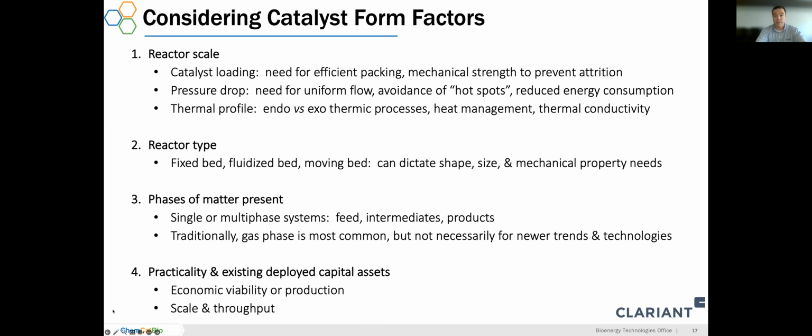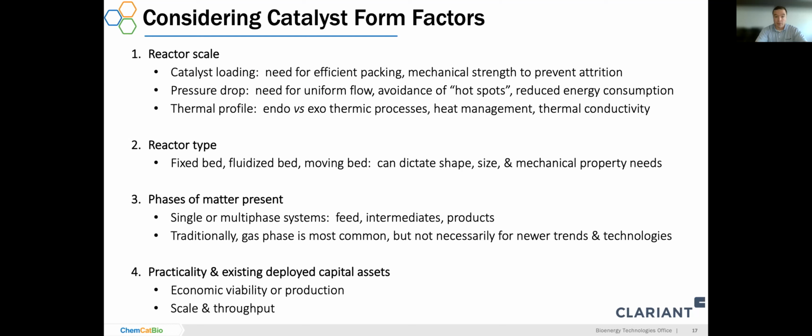So considering catalyst form factors, Bruce touched on several of these topics, and I will follow up on that. How do we know how we want to engineer the catalyst? Do we want a small sphere? Do we want an extrudate? Do we want a more complex shaped catalyst? A lot of this will be determined by the scale of the reactor.